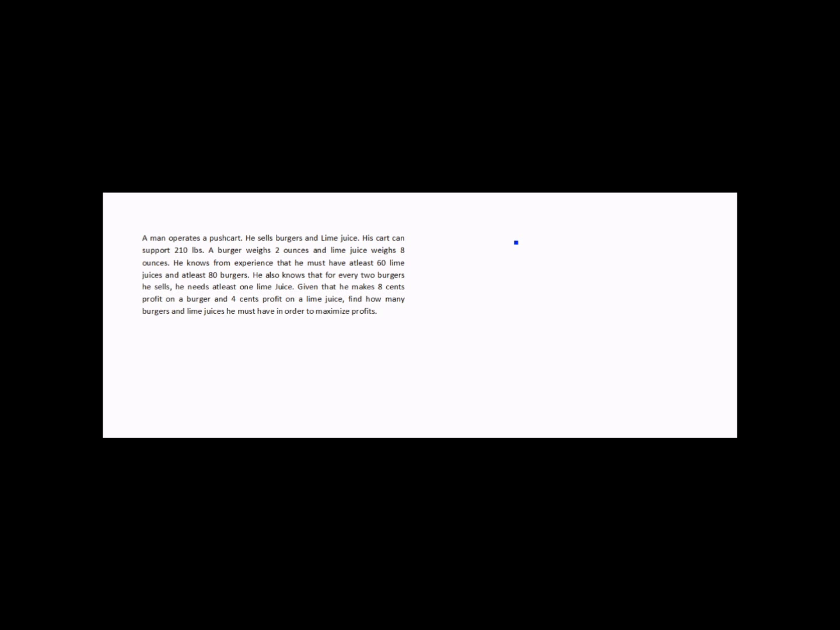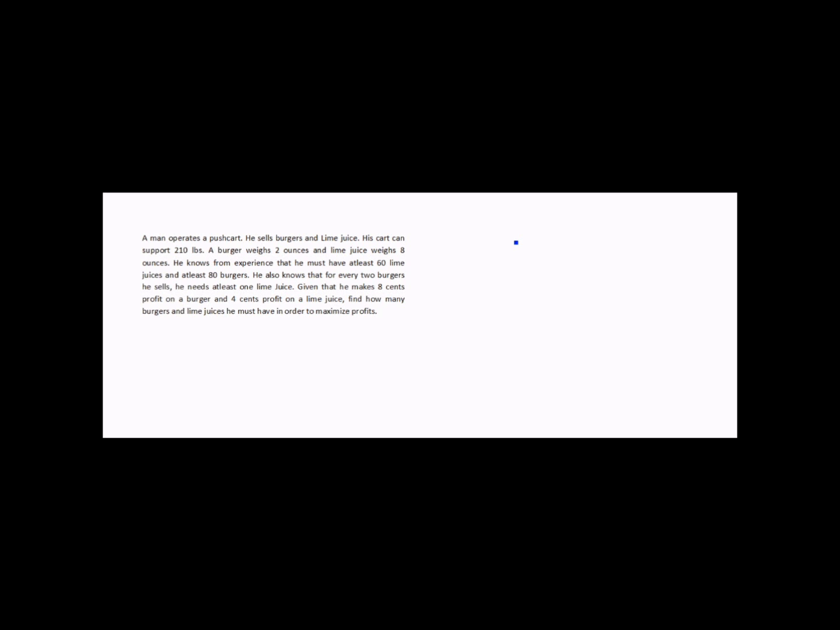A burger weighs 2 ounces and lime juice weighs 8 ounces. He knows from experience that he must have at least 60 lime juices and at least 80 burgers. So he knows what is the demand, how much he will be able to sell. So at least 60 lime juices and at least 80 burgers he'll be able to sell. He also knows that for every 2 burgers he sells, he needs at least 1 lime juice.